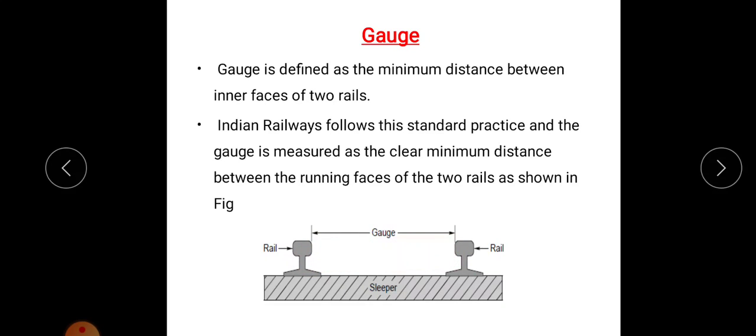Indian Railways follows this standard practice, and the gauge is measured as the clear minimum distance between the running faces of two rails, as in the figure. Okay, it is not the center to center distance, it is the distance between the inner faces of two rails. That is followed by our Indian Railways.